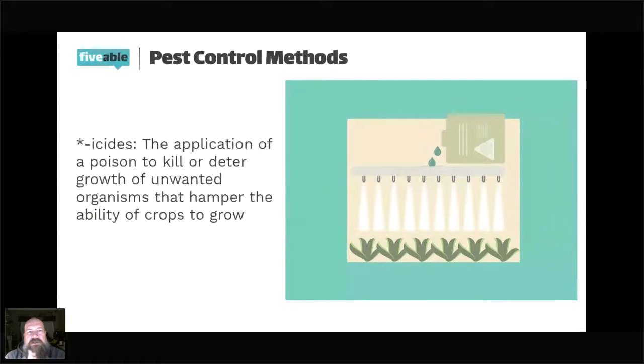All right, so pest control methods. We're not talking about integrated pest control. We're just talking about all the asides: pesticides and other forms of stuff like that. Any type of chemical that's used to kill something or deter the growth of unwanted organisms is what we're going to be talking about here. All these different asides.